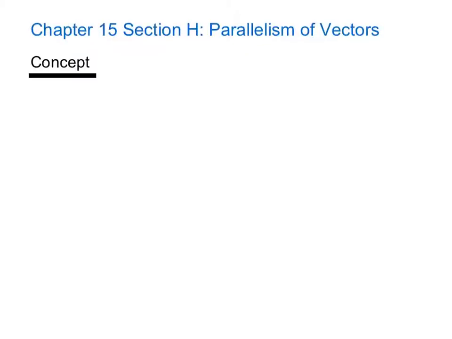In this video, we'll be looking at Chapter 15, Section H, on the parallelism of vectors. Now remember from the last video that we were looking at scalar multiples of vectors. Well, it turns out that if two vectors are parallel, then one of those vectors has to be a scalar multiple of the other.